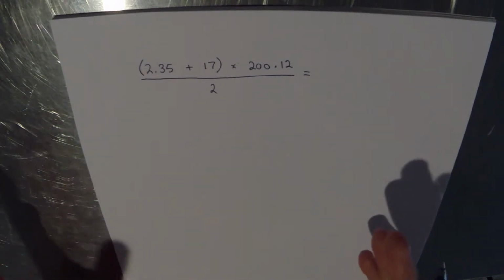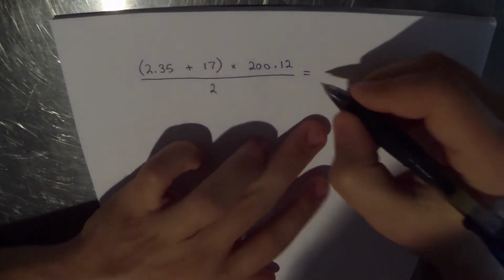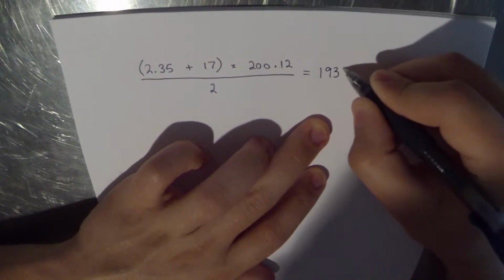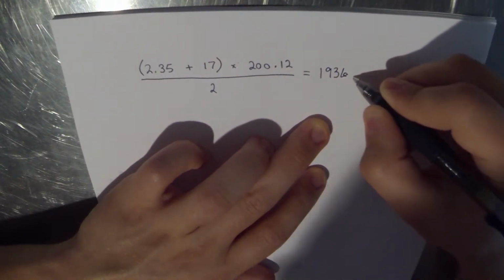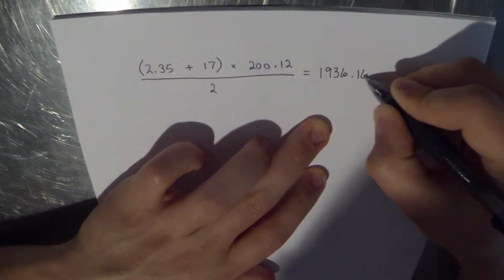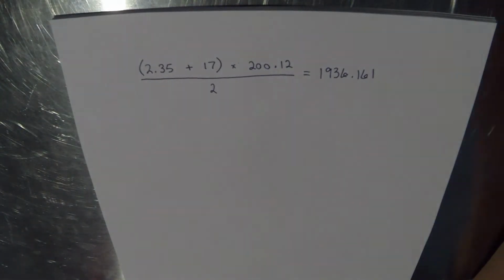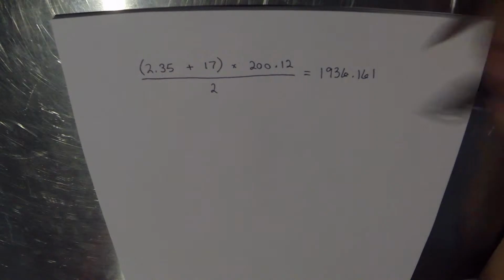So say you type all this in your calculator like I did. Your calculator is going to spit out this number, 1936.161, right? Well, that's not right. There's what, 1, 2, 3, 4, 5, 6, 7 significant digits on that? No. There's 7 digits. They're not significant, right? We have to figure out how many there should be.